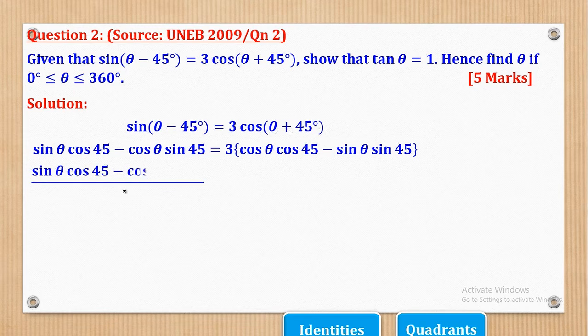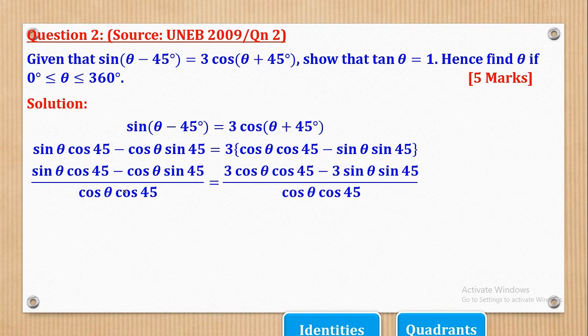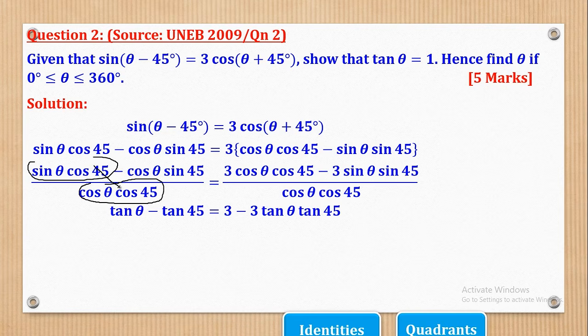So next is to divide through by cos theta cos 45. Like we said, we want to express in terms of tan. That is why we have to divide by cos cos and not sin sin. So in this case, this one divide by this, you realize that cos cos cancels and sine over cos gives you tan theta, which is that. Then this one divide by this one, you realize that cos cos cancels and sine over cos gives you tan 45.